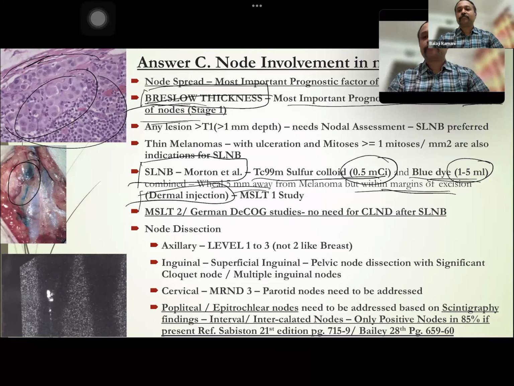You have to consider the presence of sentinel lymph nodes in the in-transit lesions. So a pre-op lymphoscintigraphy is mandatory. Pre-op lymphoscintigraphy becomes mandatory.